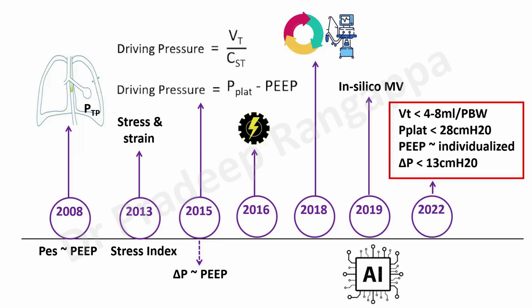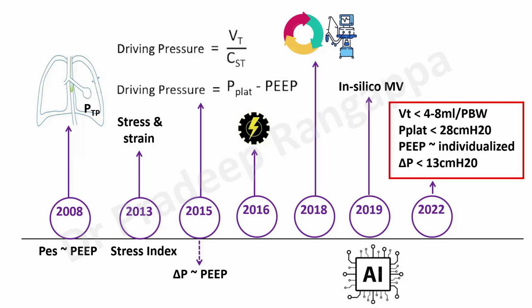2022, currently the norms that we adhere to as safe ventilation are tidal volume 4 to 8 ml per predicted body weight, P plat less than 28, and PEEP. There is no ideal PEEP. PEEP has to be individualized based on the driving pressure. That is the norm we have agreed upon. And the driving pressure less than 13 centimeters. So we are going lower and lower. So these are the norms that we subscribe to even at this point of time.